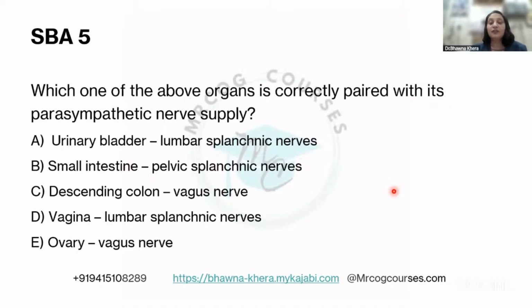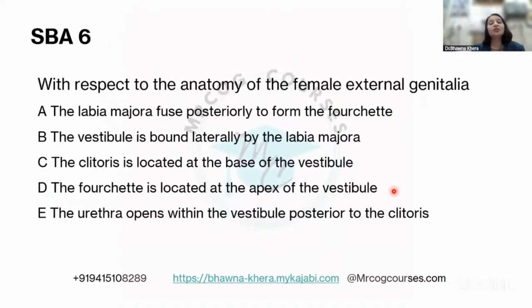So this is how we can remember our important points. Now, with respect to the anatomy of the female external genitalia, which is correct? The labia majora fuse posteriorly to form the fourchette.